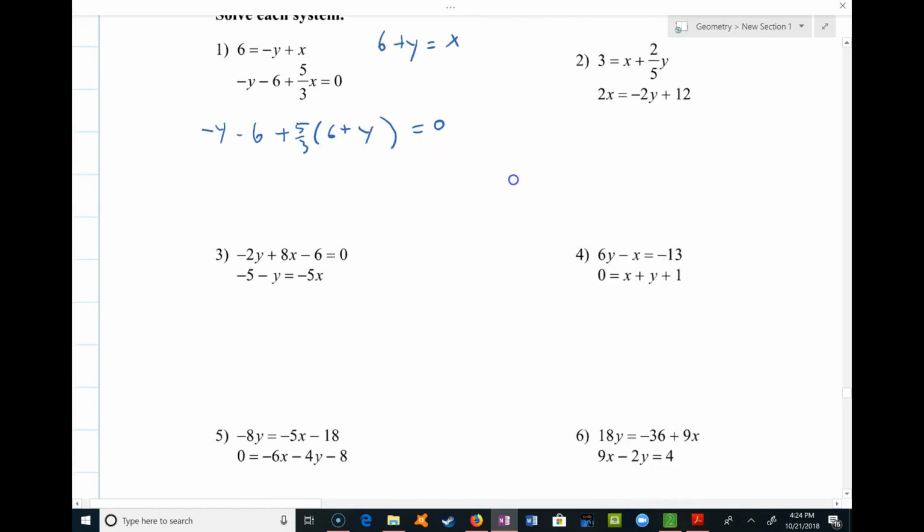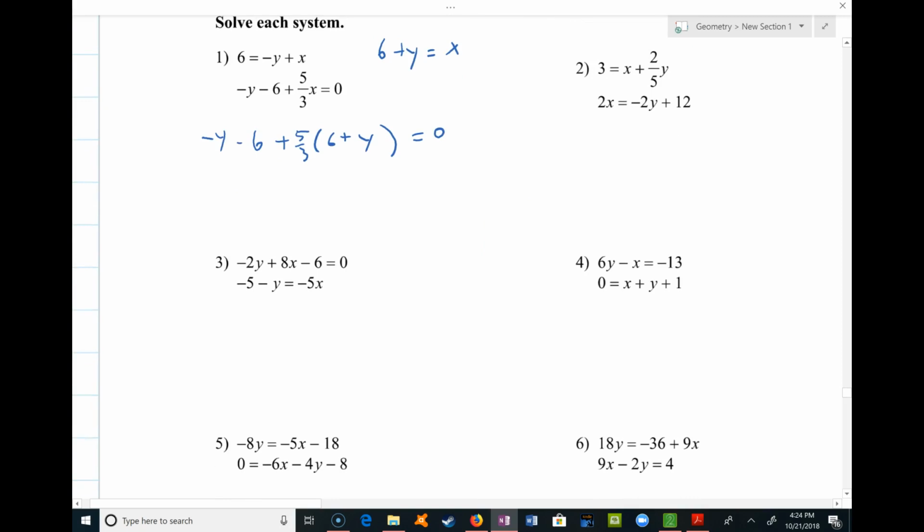Okay, so far so good. That's the substitution method. And then I see fractions there, so generally when I see fractions I want to eliminate them, but the key here is now I have an equation with nothing but y's in it. So I'd probably multiply the entire equation by 3. That would give me negative 3y minus 18 plus 5 times (6 plus y) is equal to 0. Distribute the 5 through and I get negative 3y minus 18 plus 30 plus 5y equals 0.